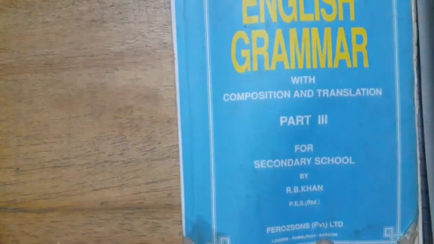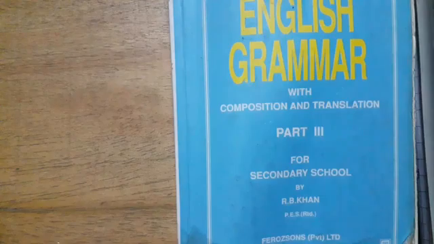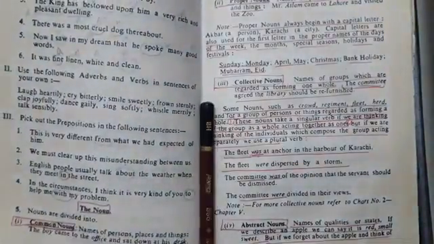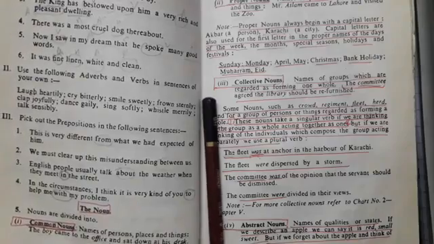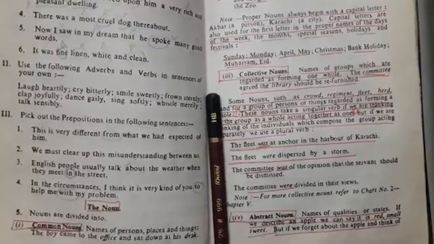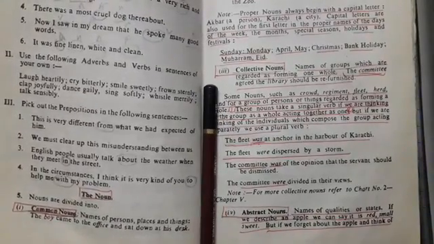Today we are going to start our English grammar class 7. So we are going to start our first lesson, so open your books at page 8. Well, our first lesson is about nouns and their kinds. Before starting our lesson, we should be clear what a noun means. A noun is actually the name of a place, person or thing.